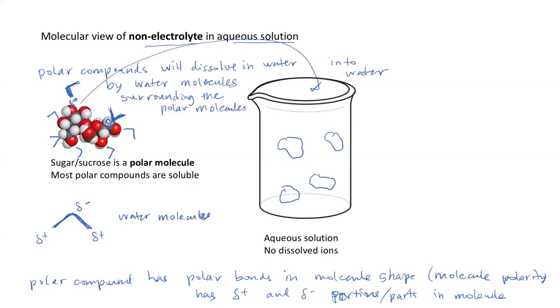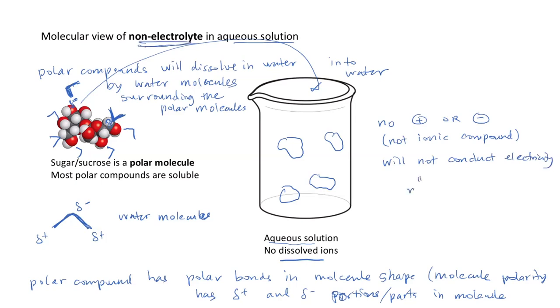Okay, and so you have an aqueous solution. You won't see the solid anymore, but you have no ions. So there are no positive or negative because it is not an ionic compound to start with. So even though you have dissolved particles, you need to have ions to have electricity, to have electrical flow. So this will not conduct electricity because there are no ions in there. And so for that reason, it's called a non-electrolyte. So you will see no light.